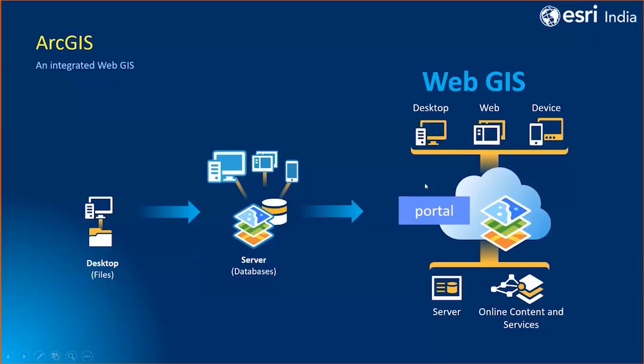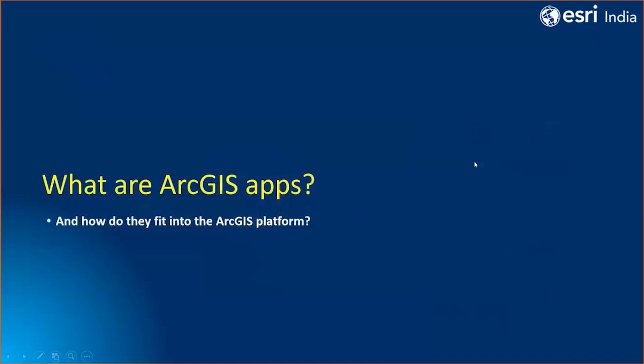This has enabled all the applications to work in a single enterprise environment, and they can share data within the organization, and a lot of people in the organization can share information and update it with the latest information. How does WebGIS work and what are the major parts of the apps? Let's see that. What are the apps and how can they fit in the ArcGIS platform?